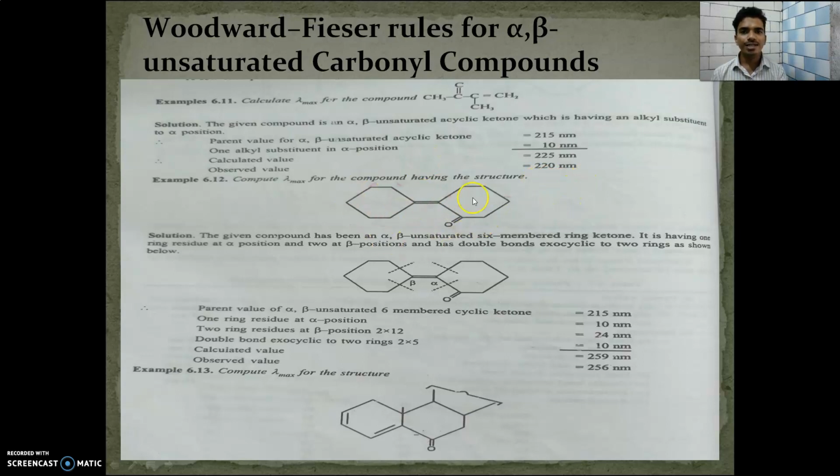Here is another example having different types of extension and parent value. It is an alpha beta unsaturated 6-membered ring cyclic ketone, and the alpha position has a ring residue. Here there are 4 ring residues, so it becomes 2 ring residues, and a double bond exocyclic with 2 rings, and the calculation. According to that, we put in the values and we get the calculated value 295, sorry, 259, and the observed value is 256, like this.